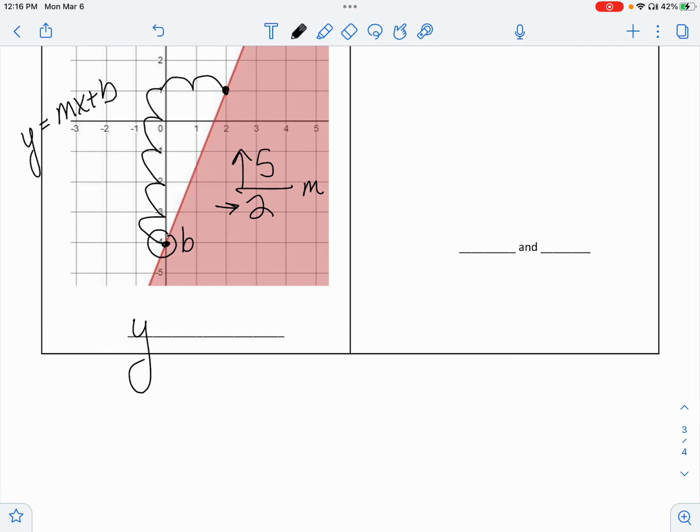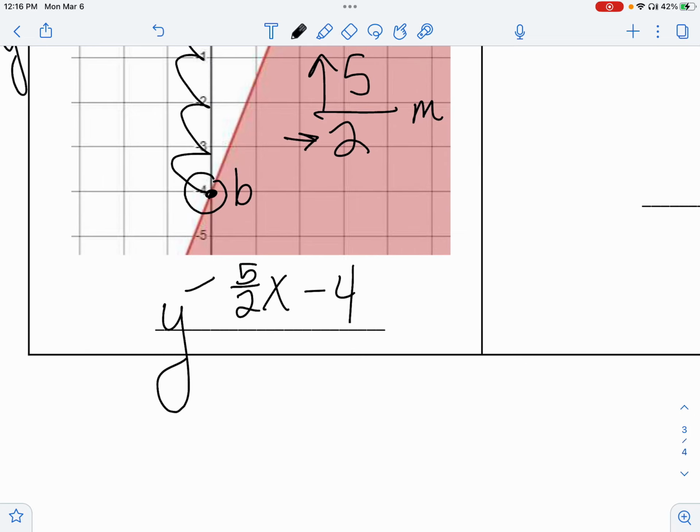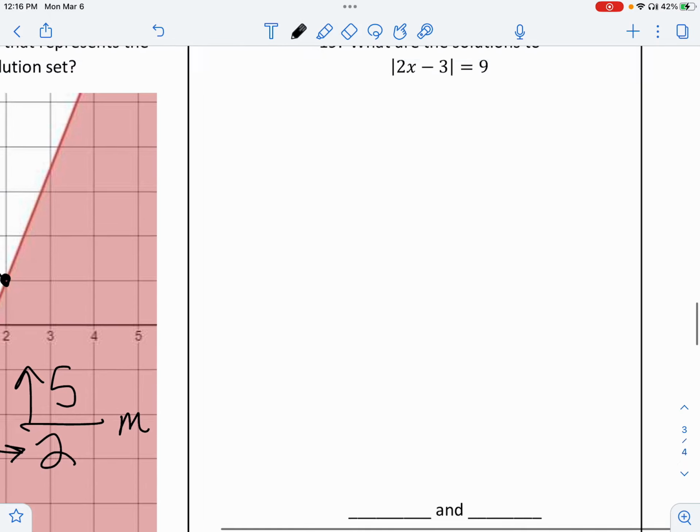So our inequality is going to be 5 over 2x minus 4 because of the y-intercept and the slope. This is shaded below the line, so it's less than, and it's a solid line, so it's equal to. So y is less than or equal to 5 over 2x minus 4.